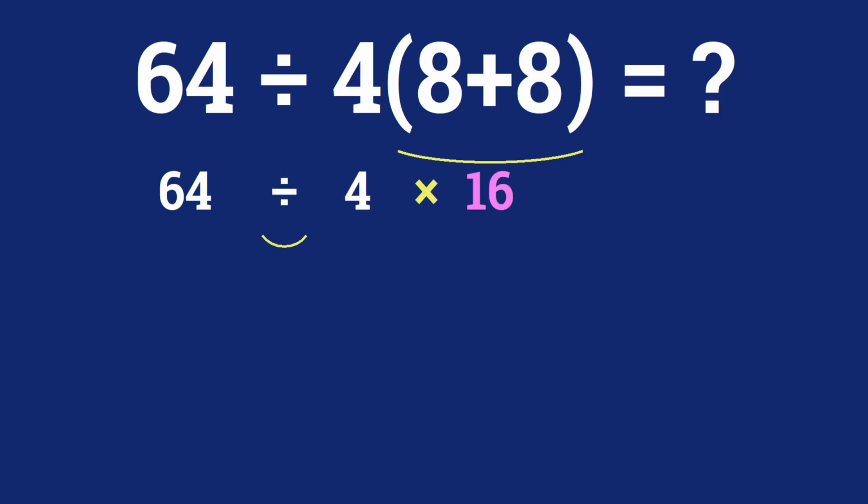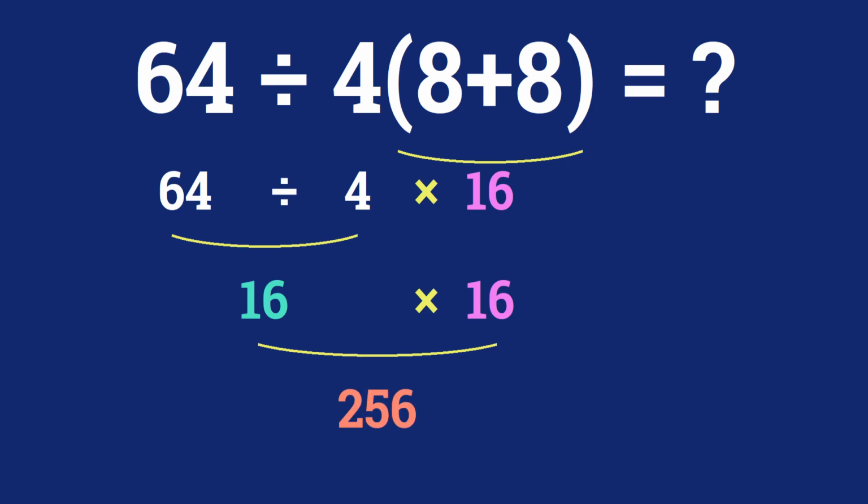Now we have one division and one multiplication. So we have 64 divided by 4, which equals 16, times 16, which equals 256. And this is our final answer to this problem.